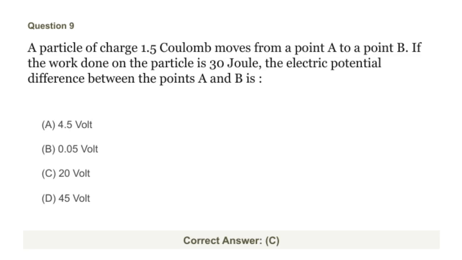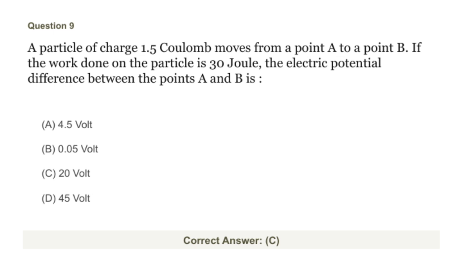Let's look at this question about electric potential difference. We have a particle with a charge of 1.5 coulombs moving from point A to point B. The work done on this particle is given as 30 joules. Now, to find the electric potential difference between these 2 points, we need to recall the relationship between work, charge, and potential difference. The key formula here is that work done equals the charge times the potential difference.